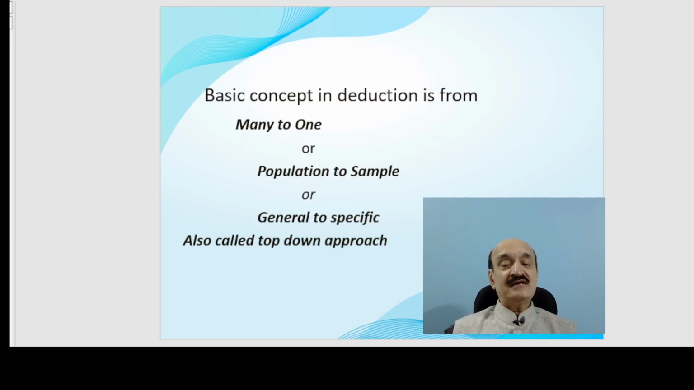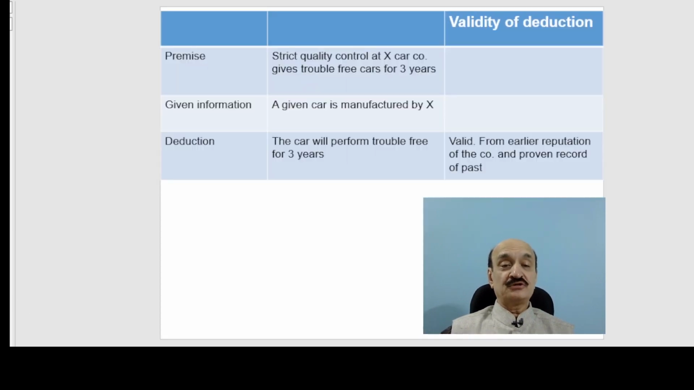So let's further understand this. Basic concept in deduction is from many to one. That means from a large population, we are trying to find out whether it is applicable to my very specific sample. So it can also be understood as general to specific and is also called the top-down approach. Let's take a few examples on this to further understand what is the meaning of deduction.